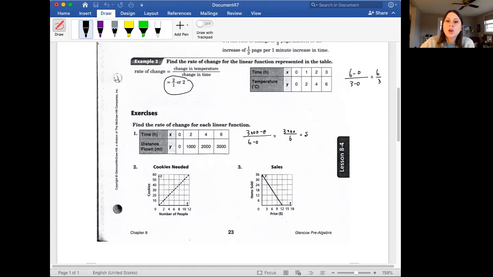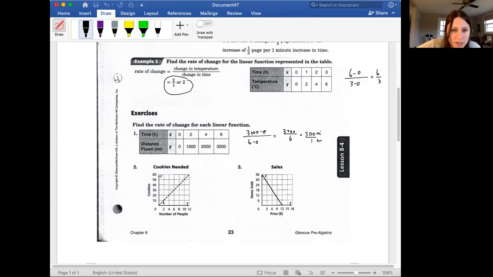Yes, 500. Okay, so it's 500 over 1, which means for every 500 miles, 1 hour passes. So basically it's 500 miles per 1 hour is the rate of change for the speed of this airplane flying or something like that.